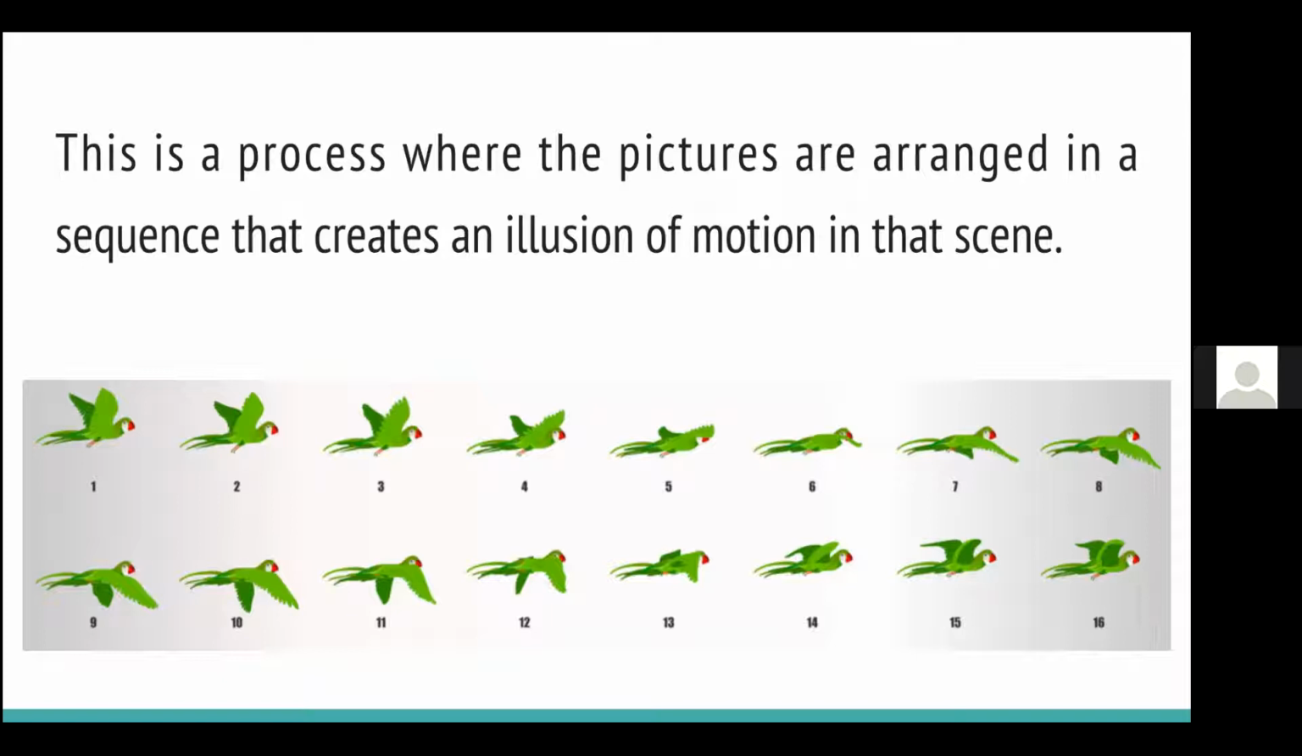So basically, we follow three steps for creating animation. We click pictures in different scenarios. We place the pictures in a sequence. And then we play it. These are the three basic, simple steps we follow to create any animation, any movie.